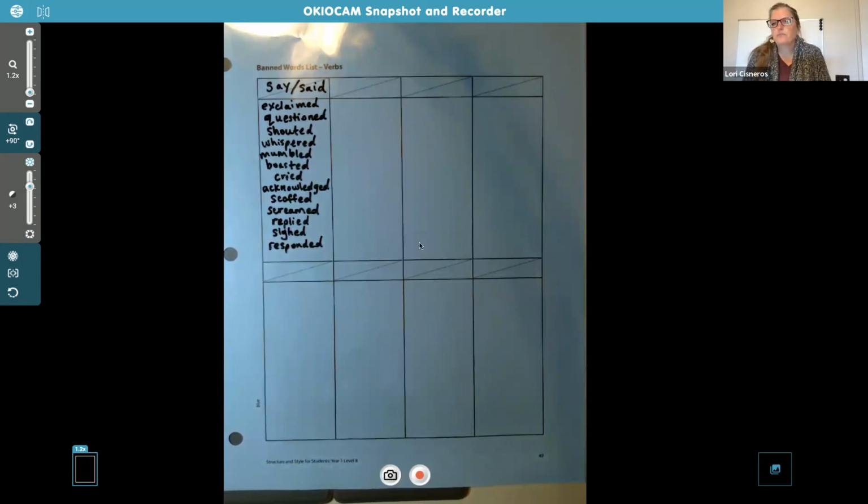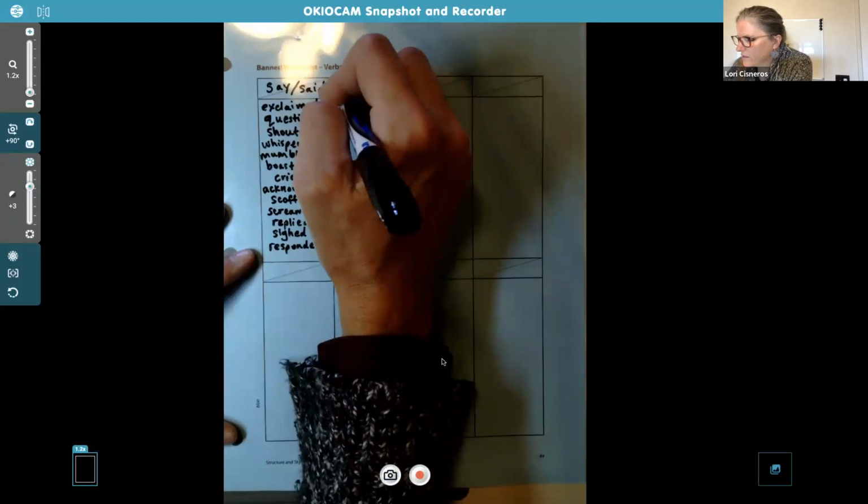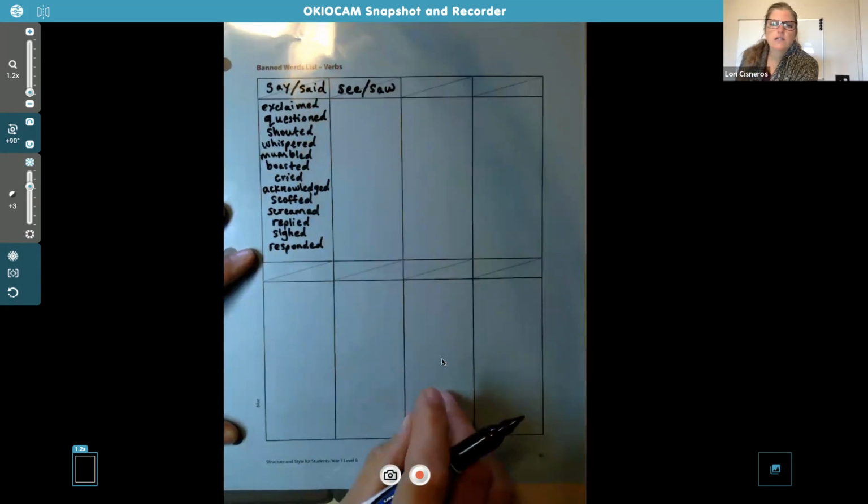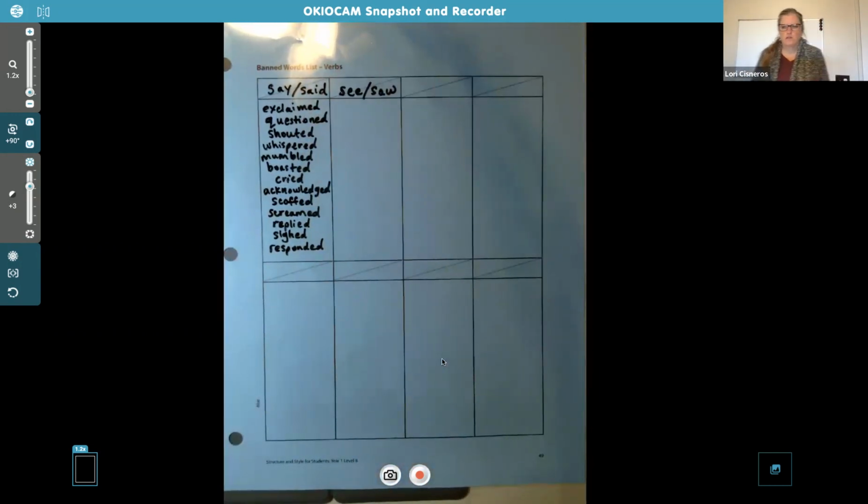One more word that's banned, I'm just checking time here, we're good on time, is see, saw. See, saw. That's one of those super common words that we just tend to use, because it's just easy. You're explaining how a character saw something. And so now those words are banned, so we can't use those anymore in our writing. It's really going to stretch your brain now. You're going to have to think of a different way to say see or saw.